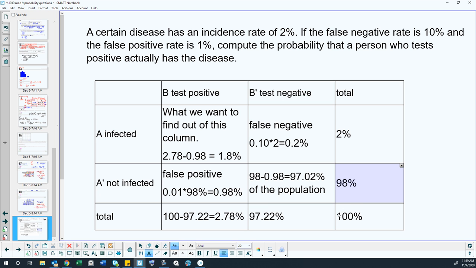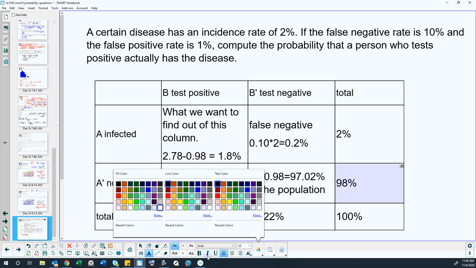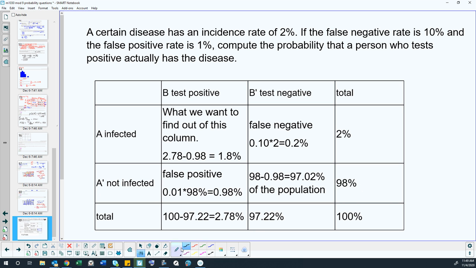So then to find this number, we take our 100% of our population, subtract out the percent of the population that tests negative, and that gives us 2.78% that test positive. So that this 2.78 here, can I highlight these? Probably, let me find a highlighter. So that this 2.78 plus this 97.22 add up to 100, and this 0.98 plus this 97.02 add up to 98, and this 1.8 and this 0.2 add up to 2, and then everything adds up this direction as well. 1.8 plus 0.98 adds up to 2.78, 0.2 plus 97.02 adds up to 97.22, and 2 plus 98 is 100. So I don't know if that makes sense.